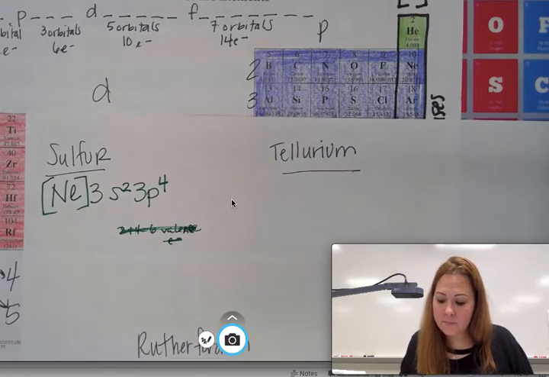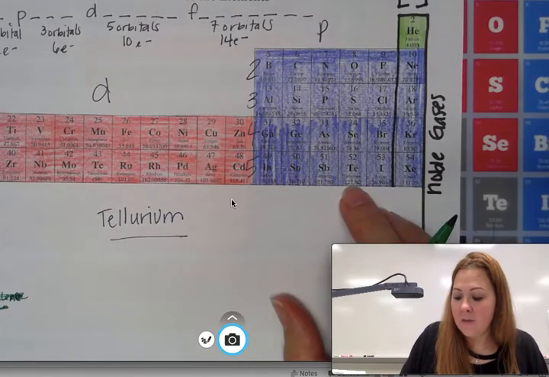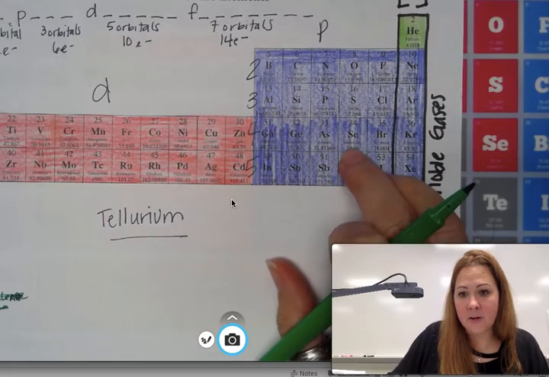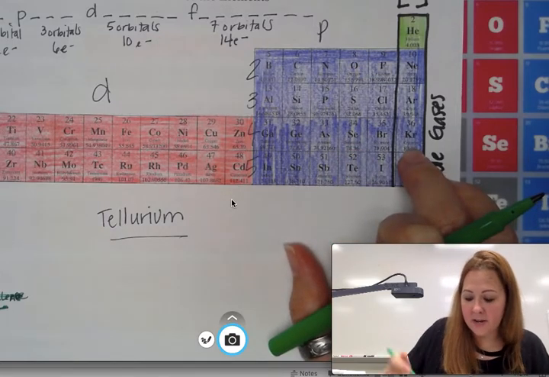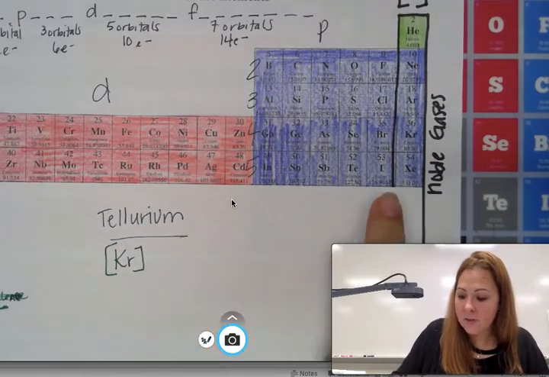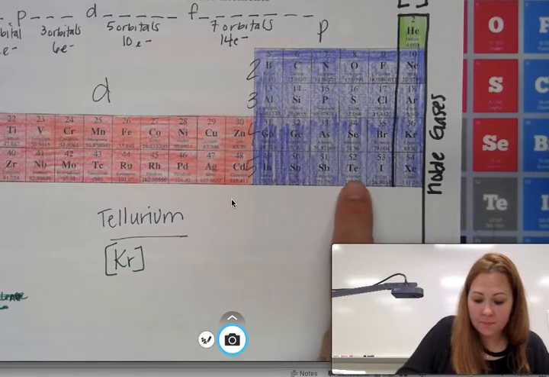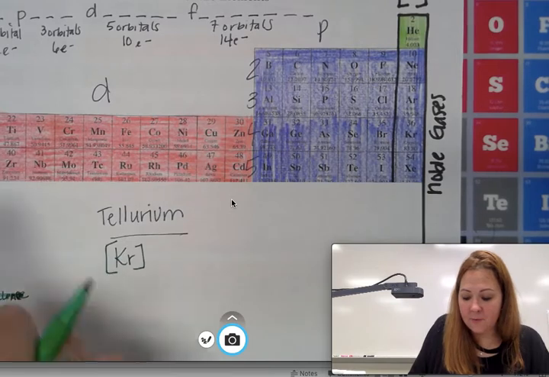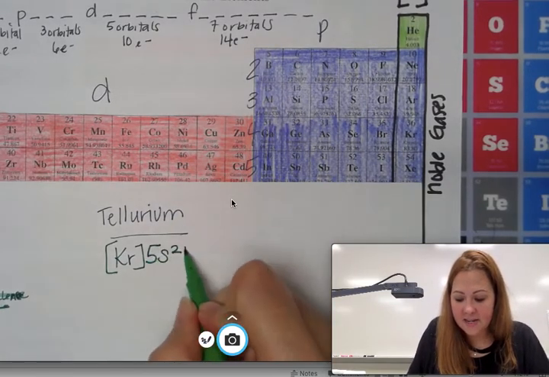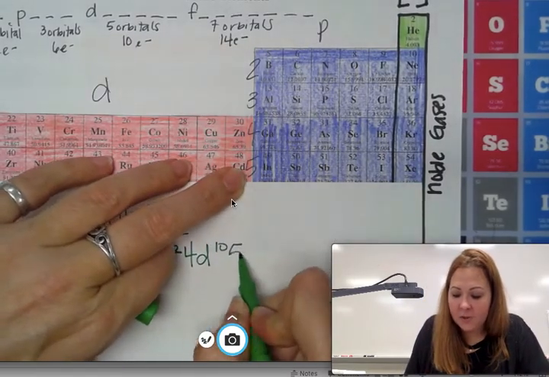Now in the next one, I have tellurium. Tellurium is down here on the periodic table. For tellurium, again, I'm going to go up to the end of the last full period, so I'm going to use krypton for my noble gas. Then, once I use krypton here, I'm going to go to the beginning of tellurium's row. And I'm going to start off with 5s2, then 4d10, because I'm going across all of those, and then 5p4.